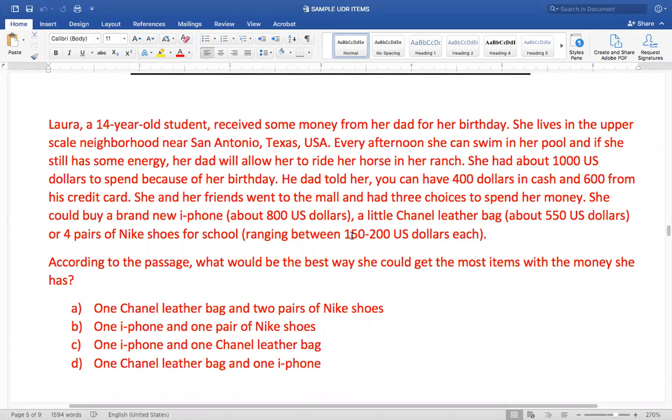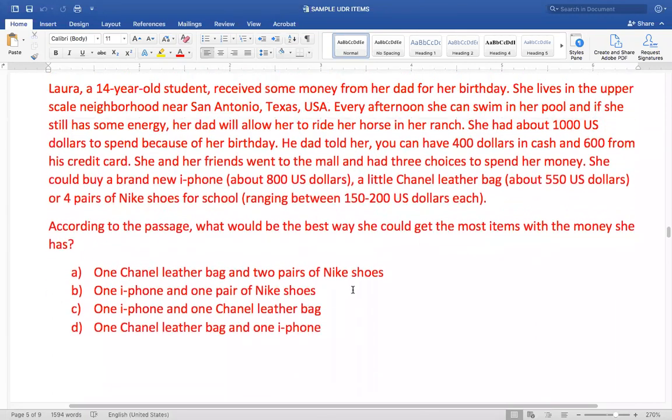She had about $1,000 to spend because of her birthday. Her dad told her, you can have $400 in cash and $600 from his credit card. She and her friends went to the mall and had three choices to spend her money. She could buy a brand new iPhone, about $800, a little Chanel leather bag, about $550, or 4 pairs of Nike shoes for school, ranging between $150 and $200 each. So according to the passage, what would be the best way she could get the most items with the money she has, okay? So look at the test question.